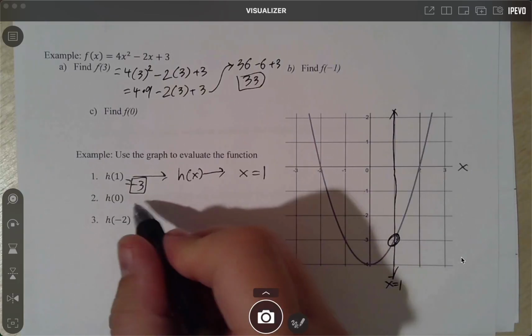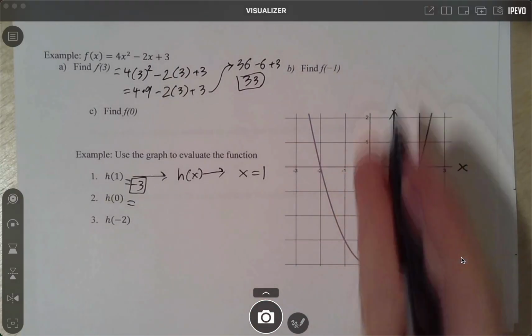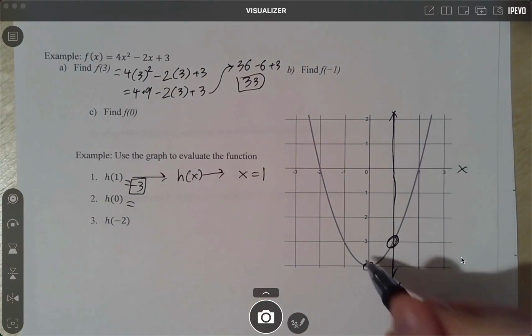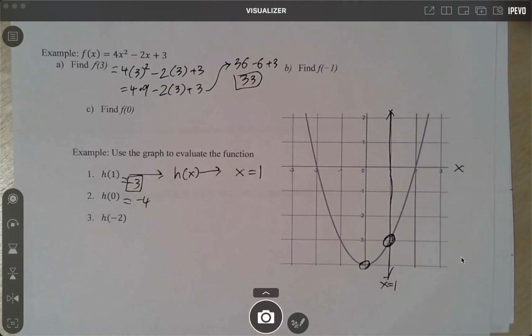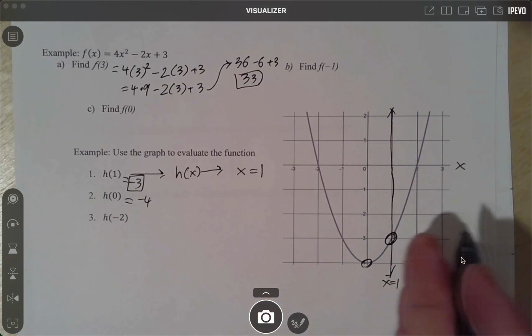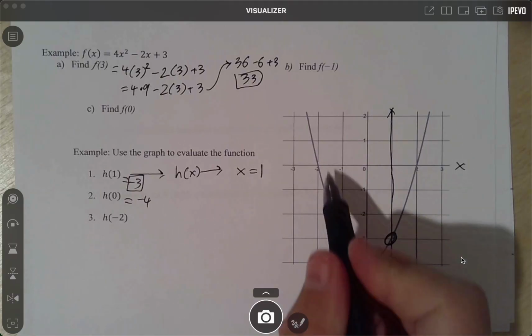From there, it gets pretty easy. Well, what about when I'm at 0? Well, here's the vertical line at 0. Where are you on the graph? Over here at negative 4. What about at negative 2? At negative 2, here I am. I'm at 0.